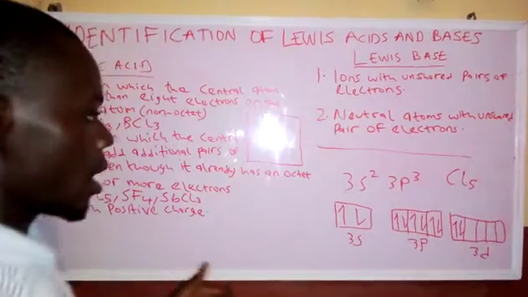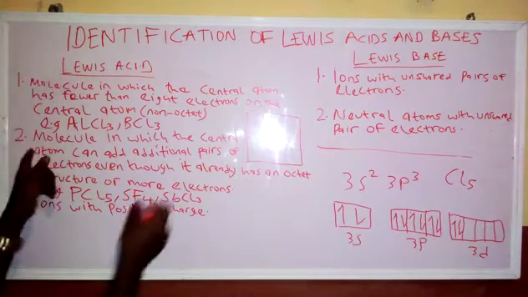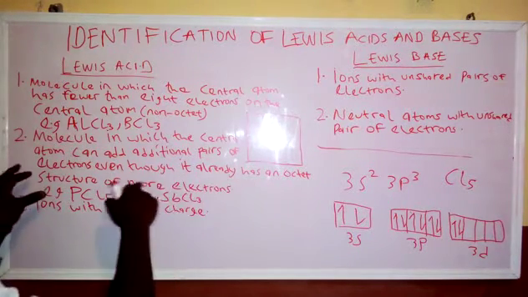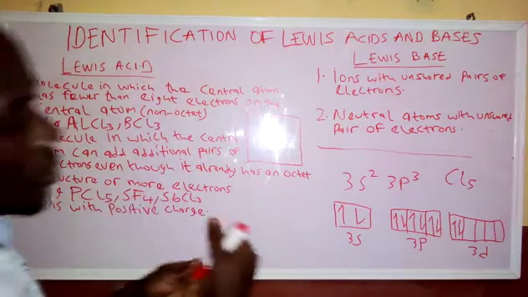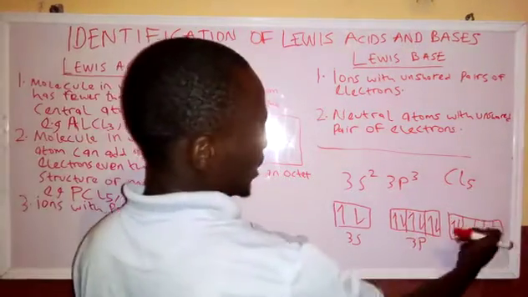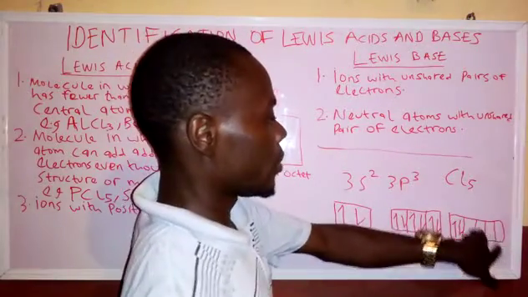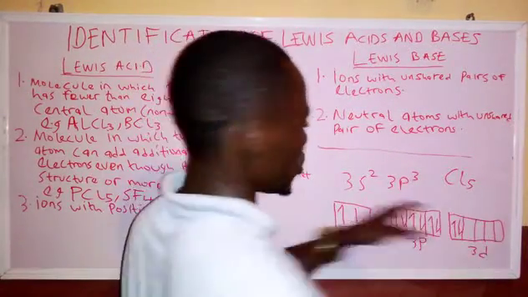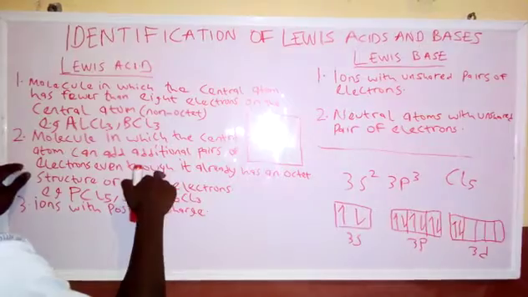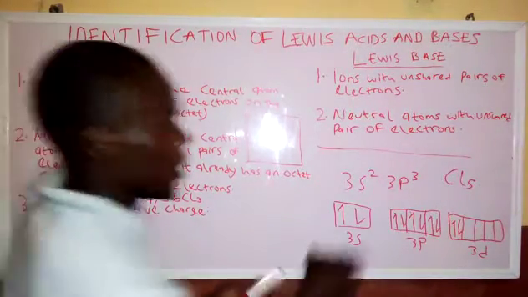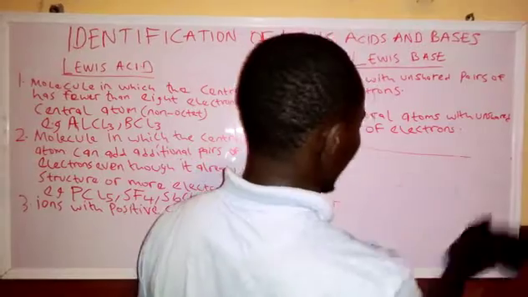Now you see, these are molecules in which the central atom can add additional pairs of electrons, even though it already had an octet structure. Now you can see there are empty 3d orbitals here. Because the d orbitals are not filled up, we can say PCl5 is a Lewis acid. So that's the basis of that. Now let's go to the next one.